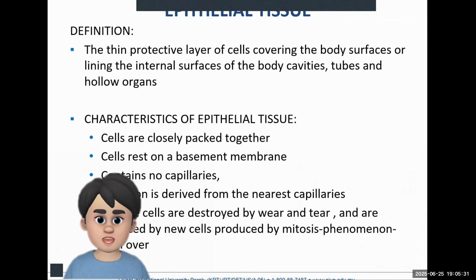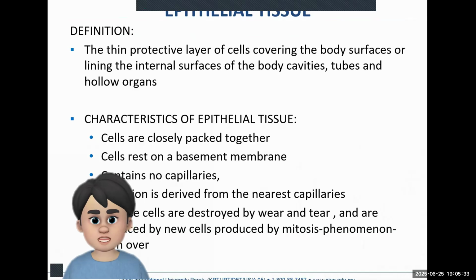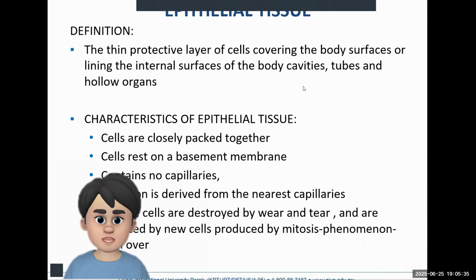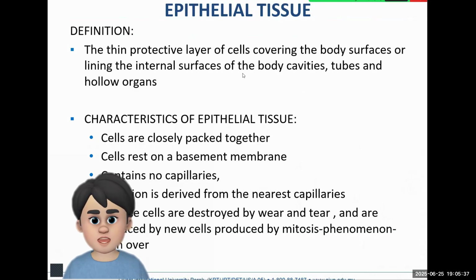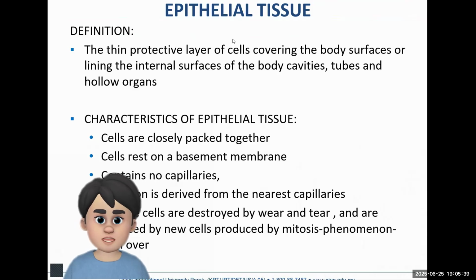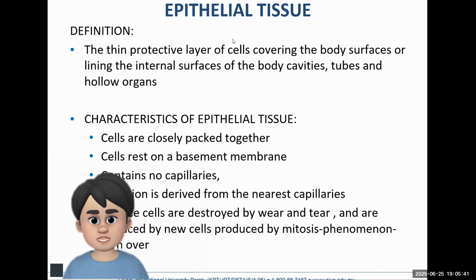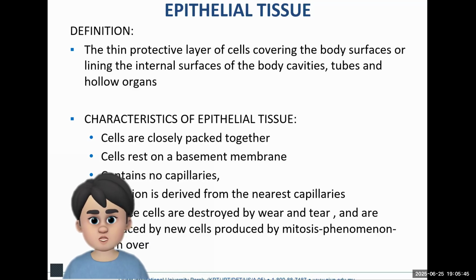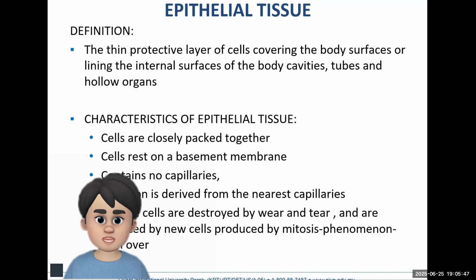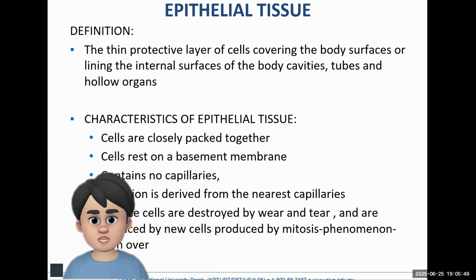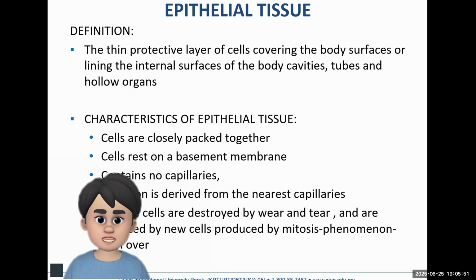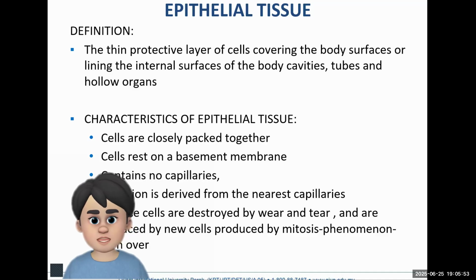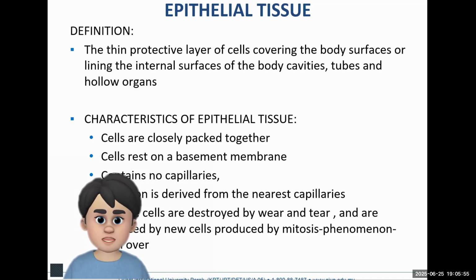Right. So this one is the epithelial tissue. You need to know the definition of the epithelial tissue. So that means it is a thin protective layer of cells covering body surfaces or lining the internal surface of the body cavities, tubes, and hollow organs. Characteristics of epithelial tissue. This is a definite exam question.